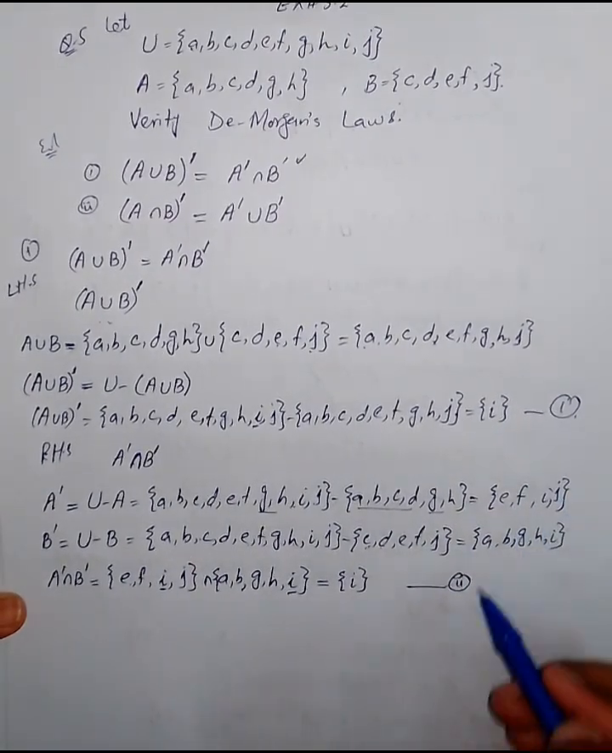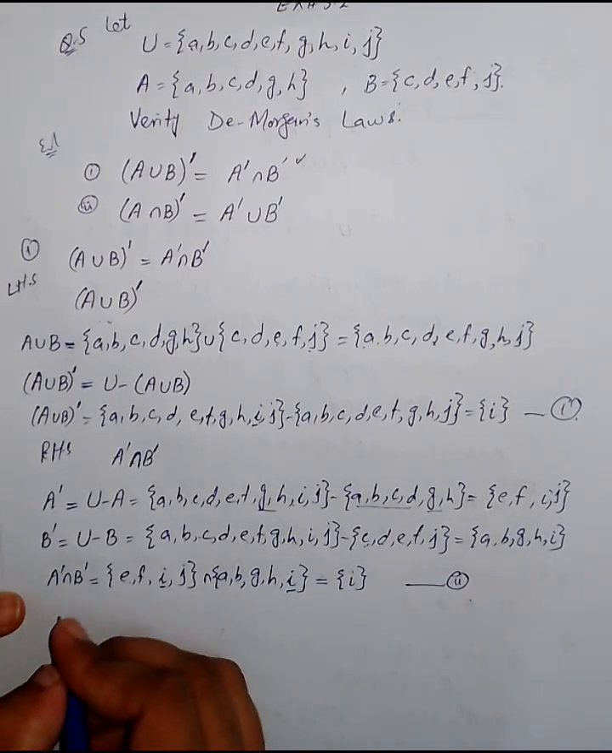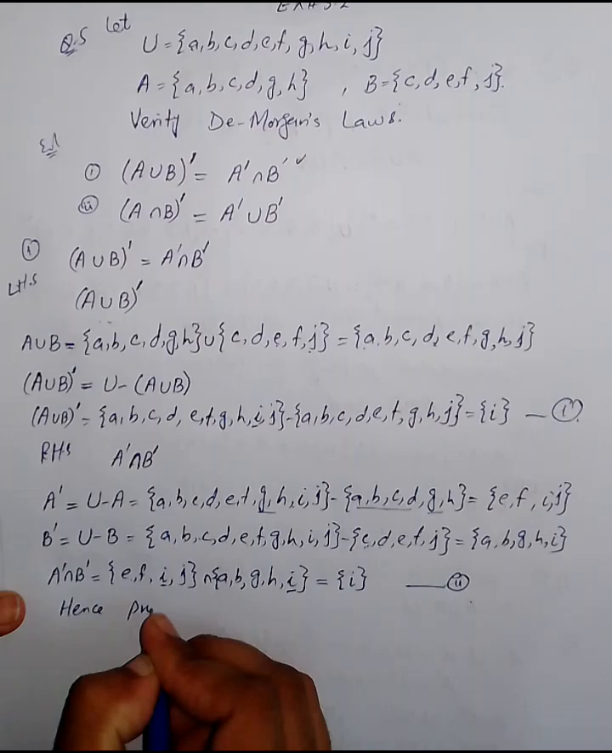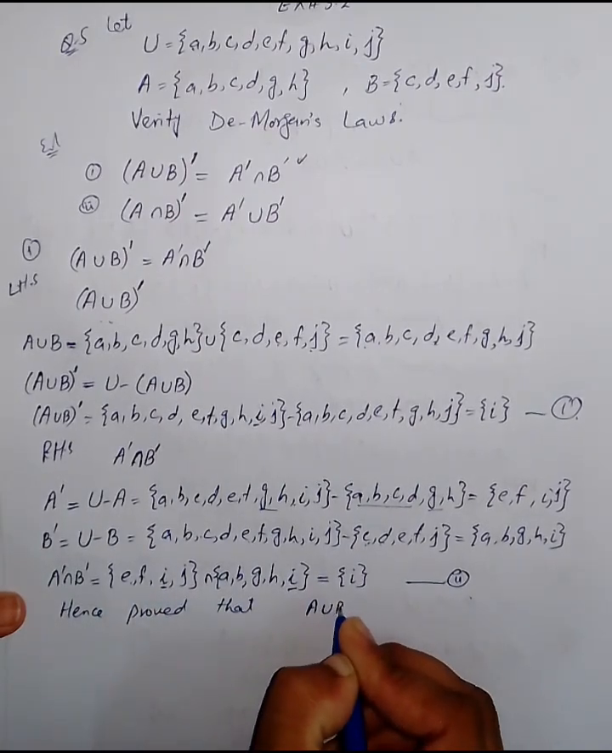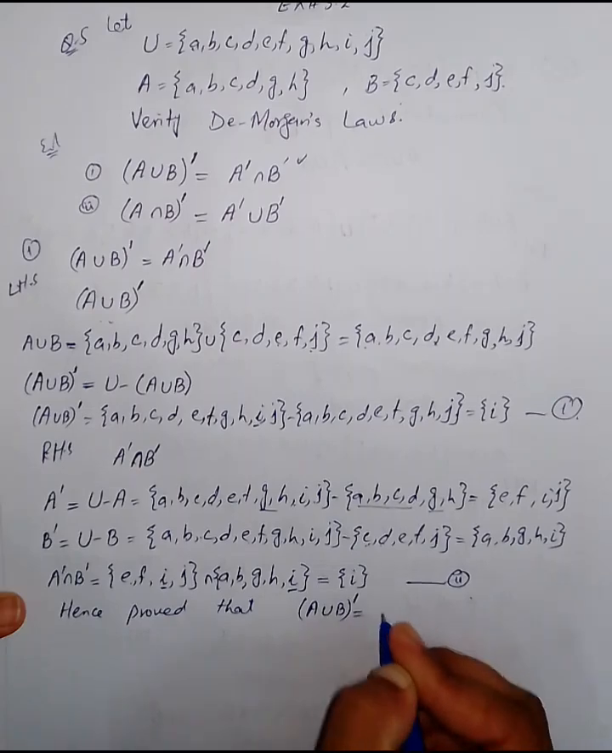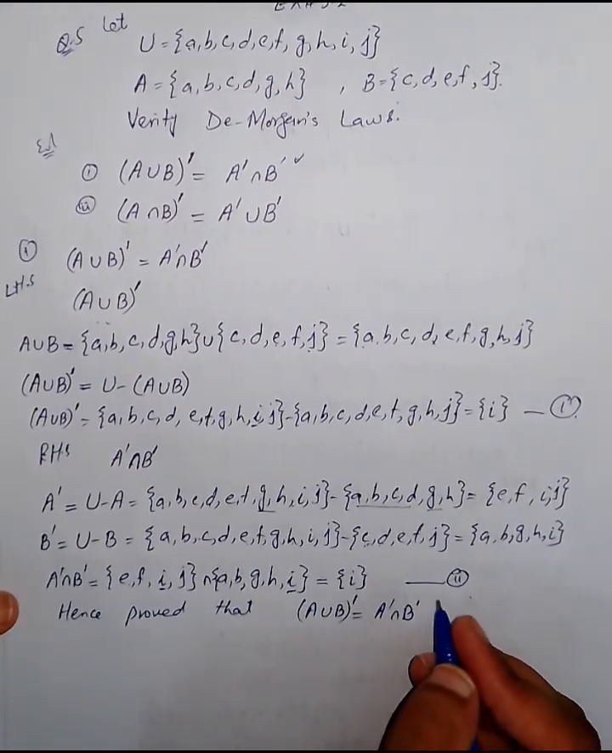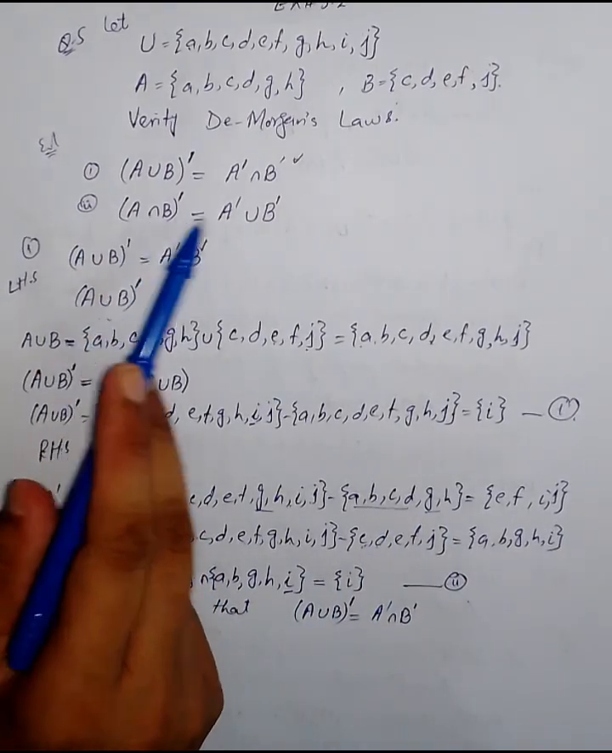Now from equation 1 and equation 2, you can observe that the left hand side and right hand side have the same final solution. Hence it is proved that A union B complement equals complement of A intersection complement of B. So similarly you will do the second De Morgan's law by yourself.